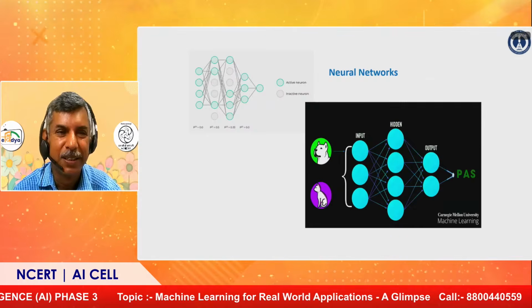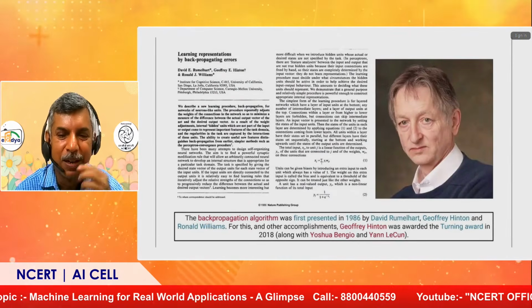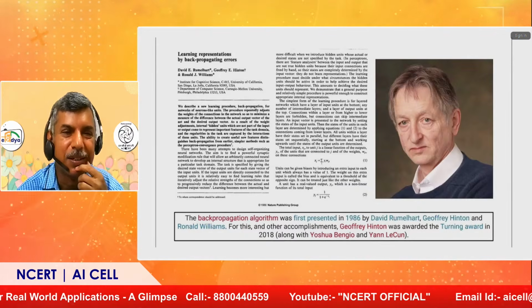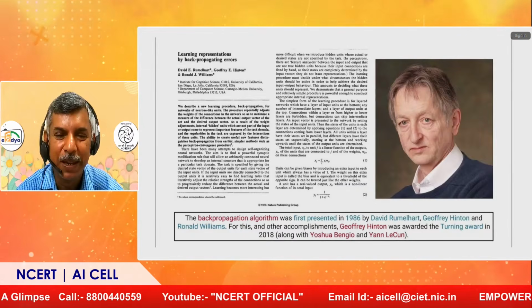And later in 2018, this person got the Turing Award based on his algorithm for training machine learning. And later in 2024, again Hinton, along with John Hopfield, two professors, got the Nobel Prize, especially for the invention in the machine learning part, called neural networks.